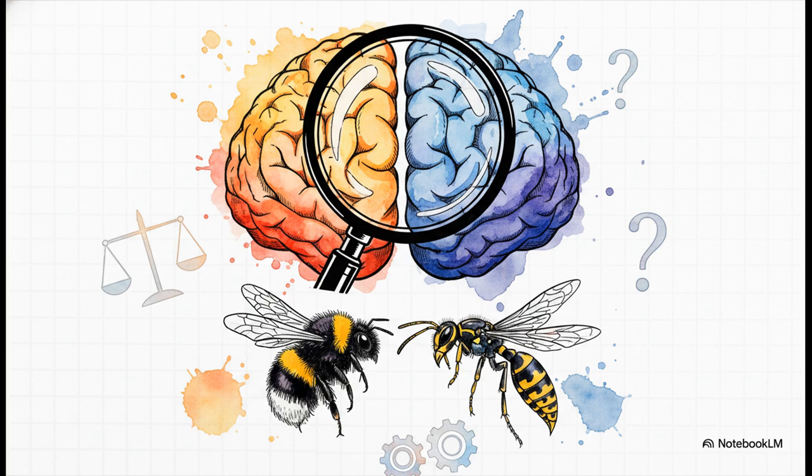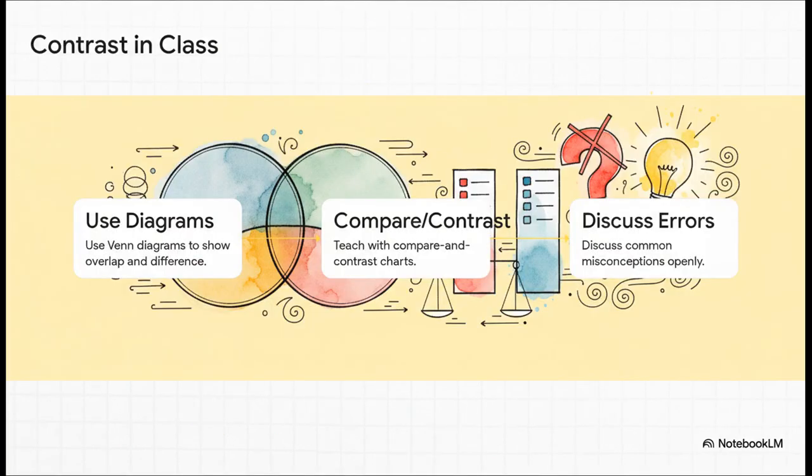We're training their brains to analyze, to spot differences, and to understand ideas with way more depth and nuance. So, how do we do this? Well, classic tools like Venn diagrams or compare and contrast charts are perfect. They're basically Aristotle's law on a worksheet. They force you to see what's the same and what's different.